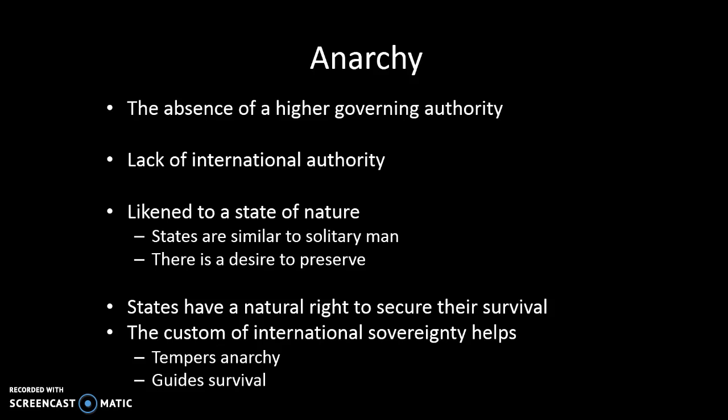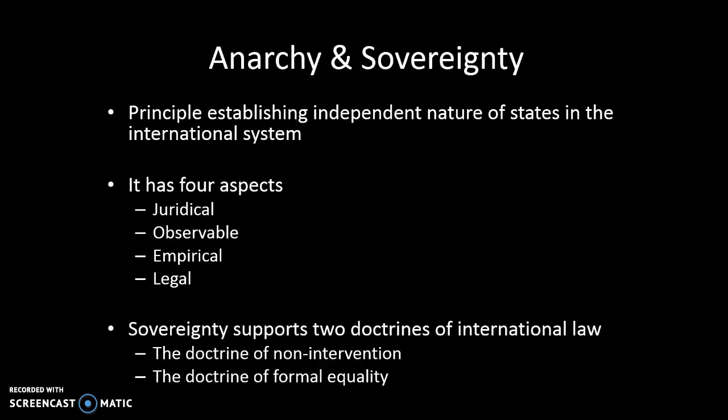The argument within a realist framework is that states have this natural right to secure their survival, and they look at different ways in the international system of doing this, and this is where international sovereignty helps. So there is a relationship between anarchy and sovereignty. Sovereignty becomes, or is rather, the principle for establishing an independent working relationship between states in the international system. It has 4 aspects: juridical, observable, empirical, and legal, and we talked about some of those in class as well.